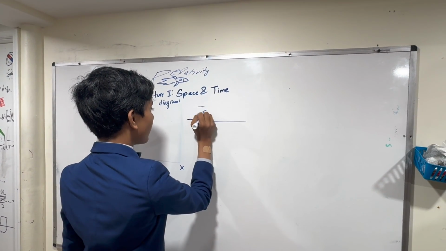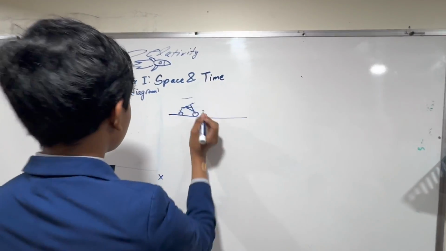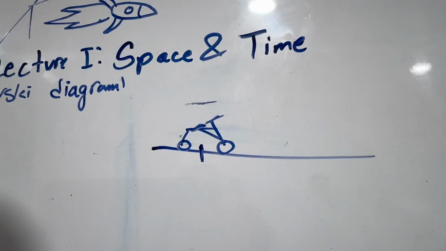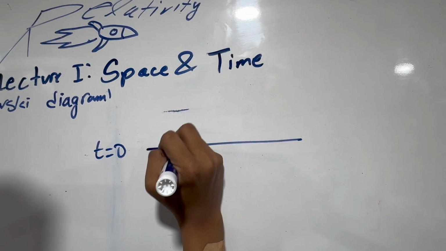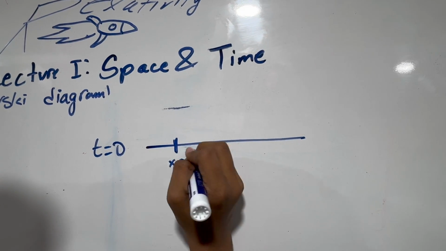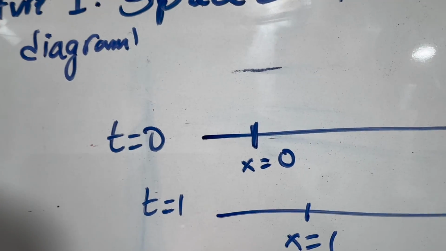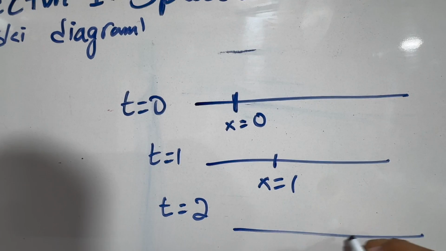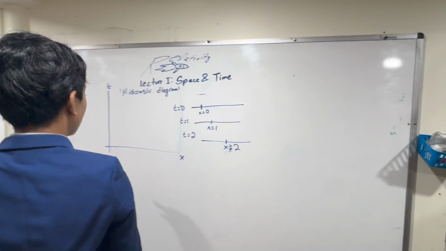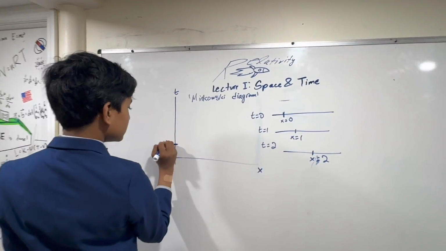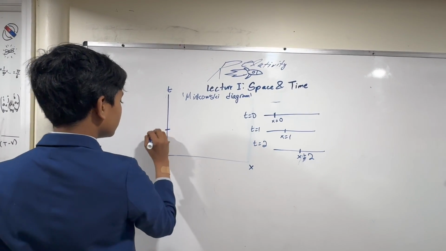I'm going to see if I actually have the skills to draw one now. Yeah, I think that's pretty good. So this is a bicycle, for example, and it's moving. So let's say that at t equals 0, it's at x equals 0. At t equals 1, it's at x equals 1. And this is just an introduction to how to use the Minkowski diagram. Nothing relativistic yet. So then what we draw this as is 0. Wait, no. This is 0, 1, and 2.